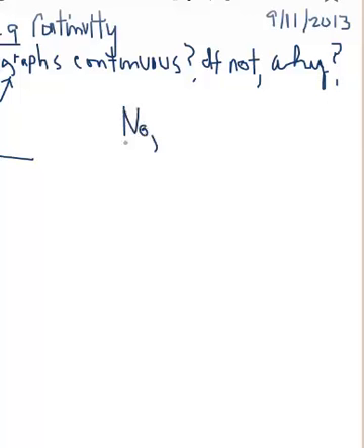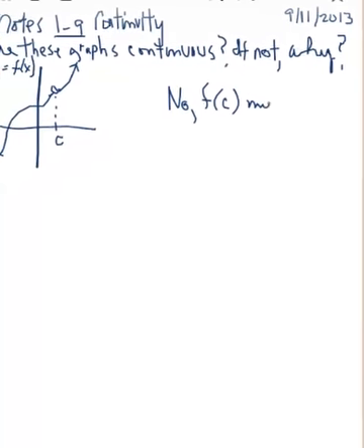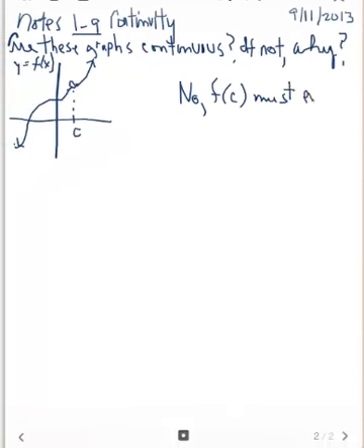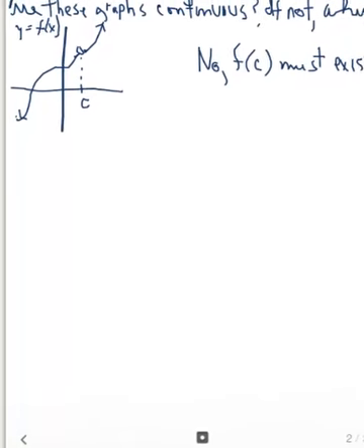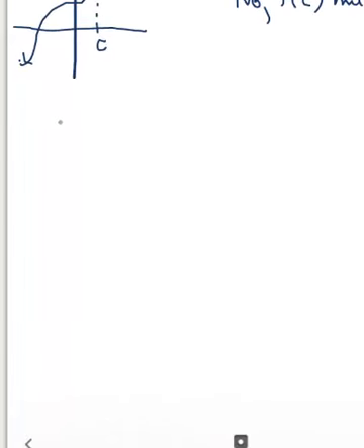No, it's not continuous. Why is it not continuous? In order for this graph to be continuous, there has to be a functional value at C. So we're going to say no. The functional value at C must exist. So through graphs, we're going to help us understand the three-part continuity test. Okay, let's look at a different situation.